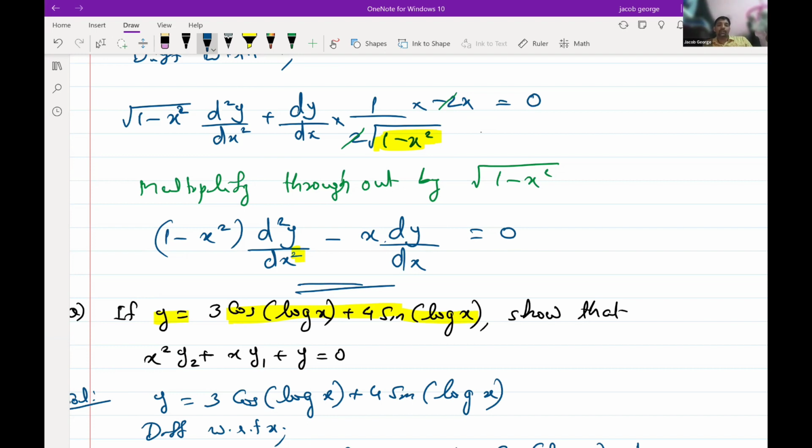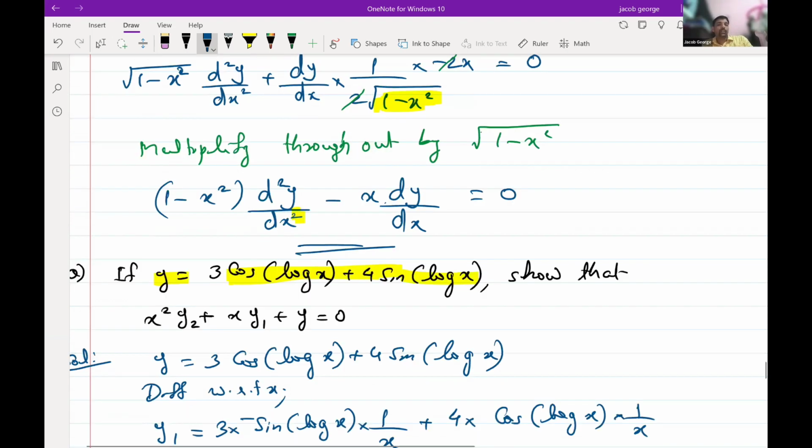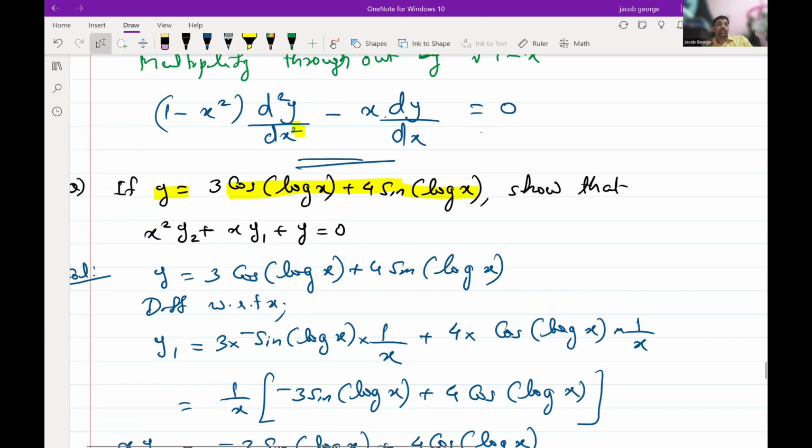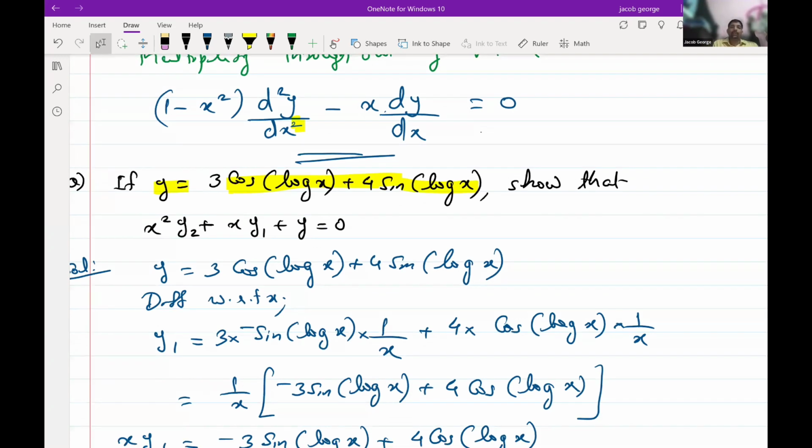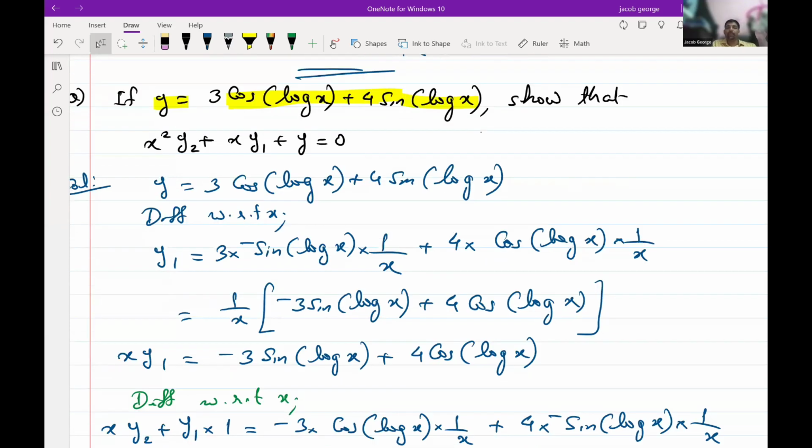Next is y is equal to 3 cos log x plus 4 sin log x. Show that it satisfies a differential equation in d square y by dx square. First, y1 is simplified. Y is 3 cos log x plus 4 sin log x. Y1 is 3 into derivative of cos, which is minus sin log x into 1 by x, plus 4 into derivative of sin, which is cos log x into 1 by x. After that, 1 by x is taken outside. Then that x is multiplied to the left. X y1 we got. Then again, differentiate with respect to x.